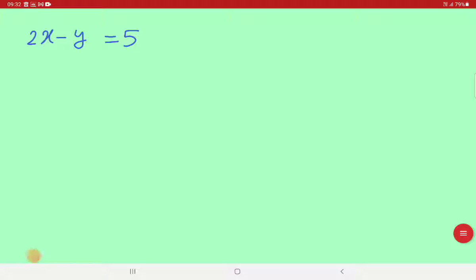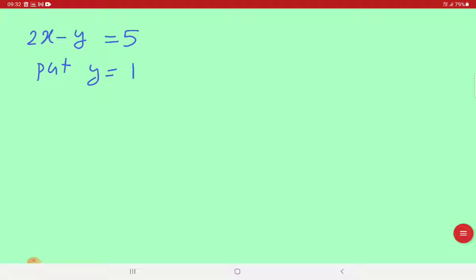Let us consider another equation. 2x minus y is equal to 5. Here I am giving values for y. Then find the corresponding value of x. So first I put y is equal to 1.